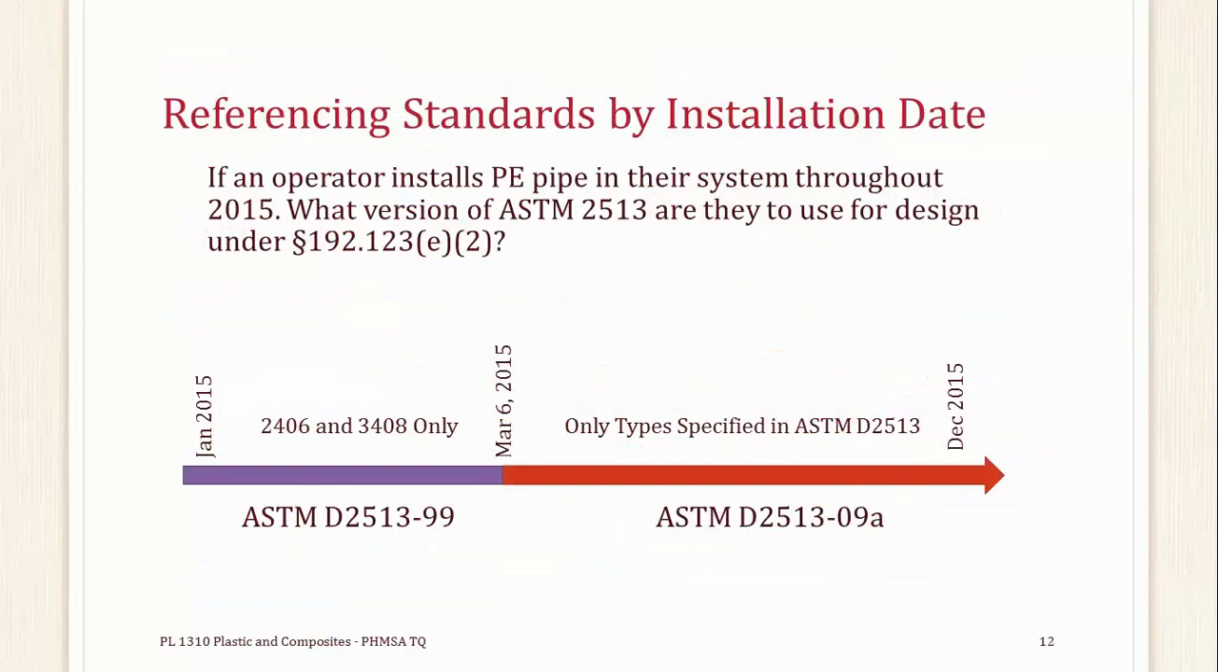And you would do your design in 192.121 based on these two numbers, okay? Now, if I purchase pipe prior to that, I can continue to use it, but after that date, if I purchased 2406 or 3408, I would not be able to use it anymore because it fell out of the design criteria at that time, okay? So if I purchased it before, I can continue to use it. If I purchased it afterwards, I would not be able to use it because it was no longer inside the standard. Does that make sense?